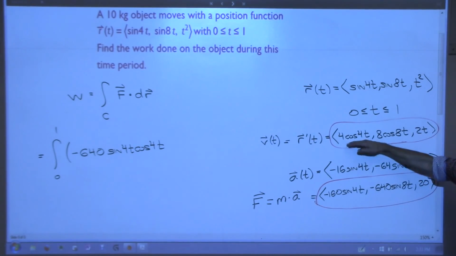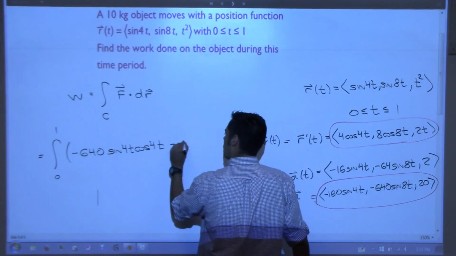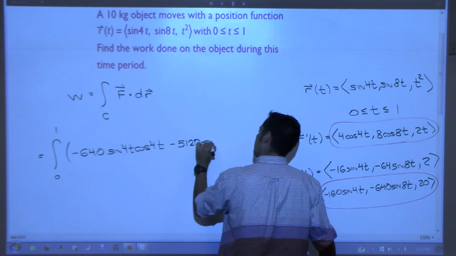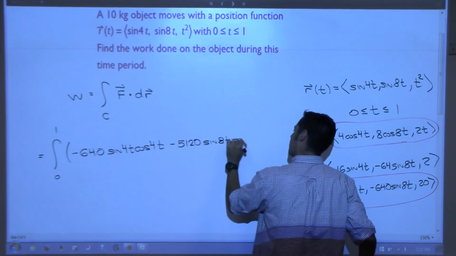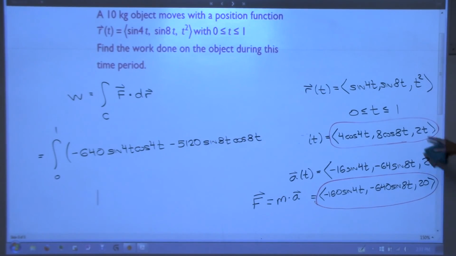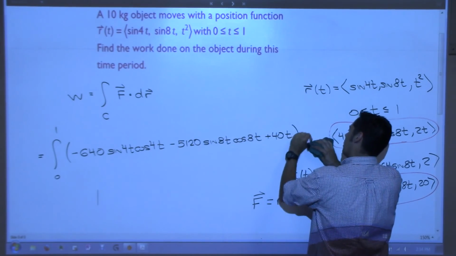Here and here. Then I got to go here and here. Maybe we should have pulled that 10 out. What is this going to be? Negative 5,120 sine 8t cosine 8t. And then finally, 20. That one I don't mind doing. 40t. And then dt.